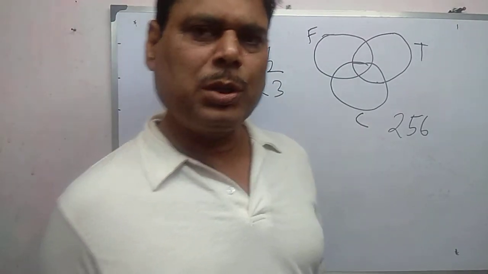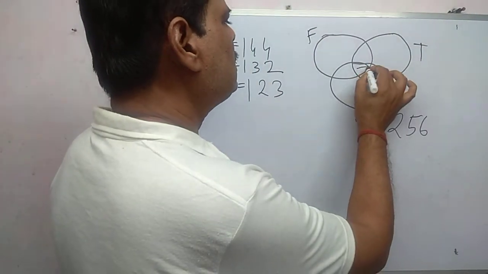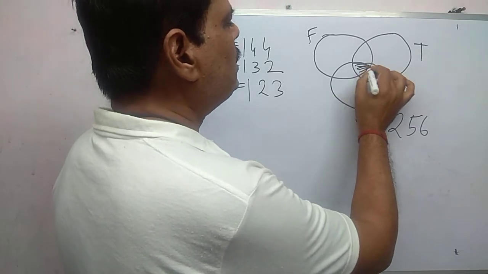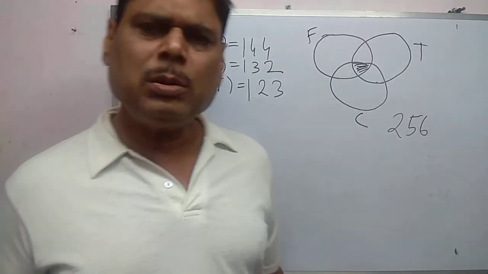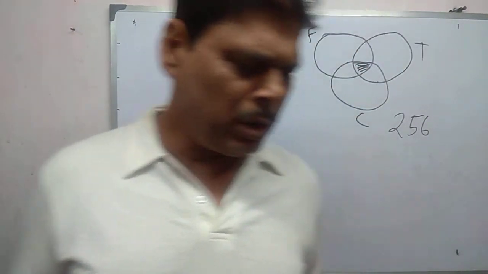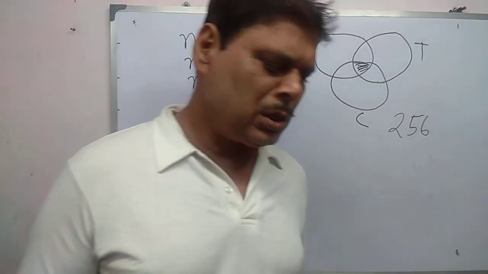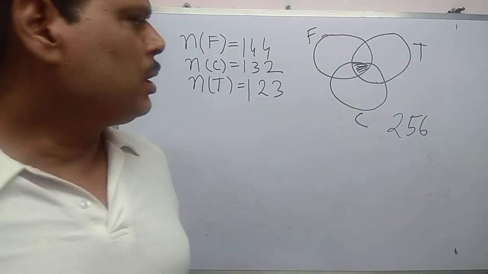Either 1, 2 or 3. Because, you know, this region indicates the persons who are involved with all the 3 types of games. So this is the common thing. I think if you are initially introduced to sets, then it is not a difficult thing.